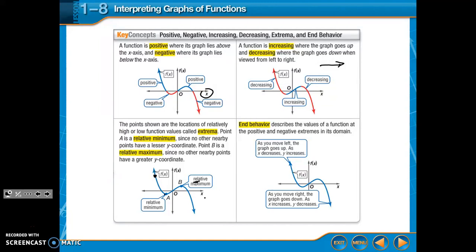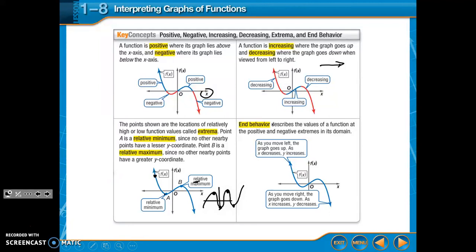Okay, you can have more than one in a graph. So if I had something like this, I would have this as a relative minimum, and this as a relative minimum, this as a maximum, and this one as a maximum. Okay, so you can have more than one.